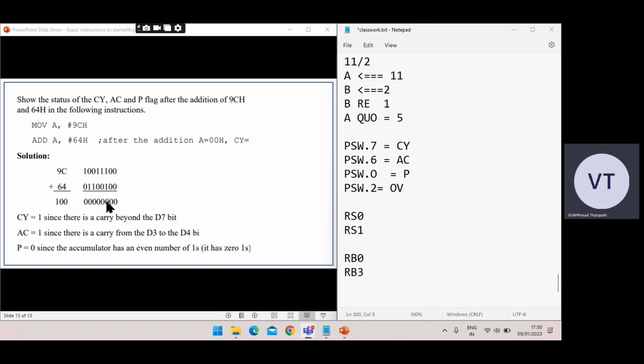If only one is there, or 3 ones, or 5 ones are there, then in that case the parity flag will become 1. So that is how the carry flag, auxiliary carry flag, and the parity flag get affected upon the execution of an arithmetic instruction called ADD.